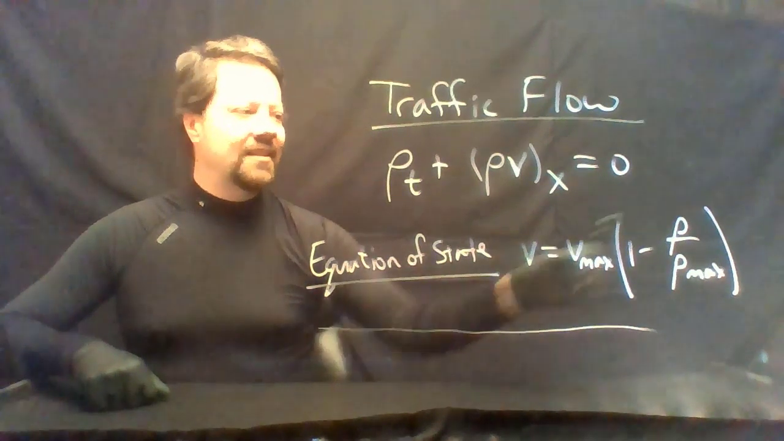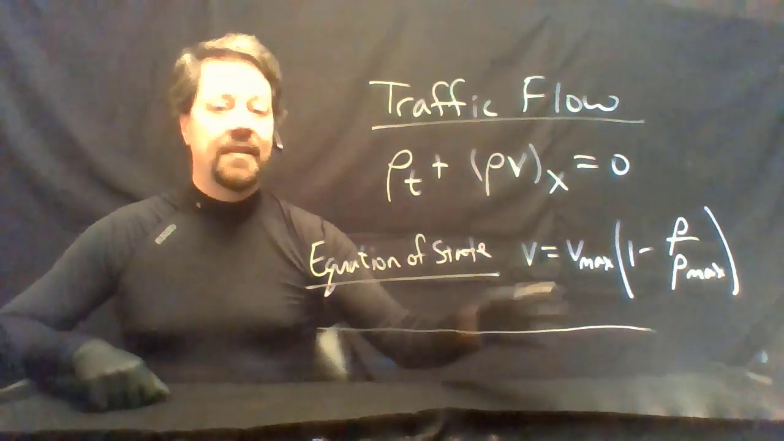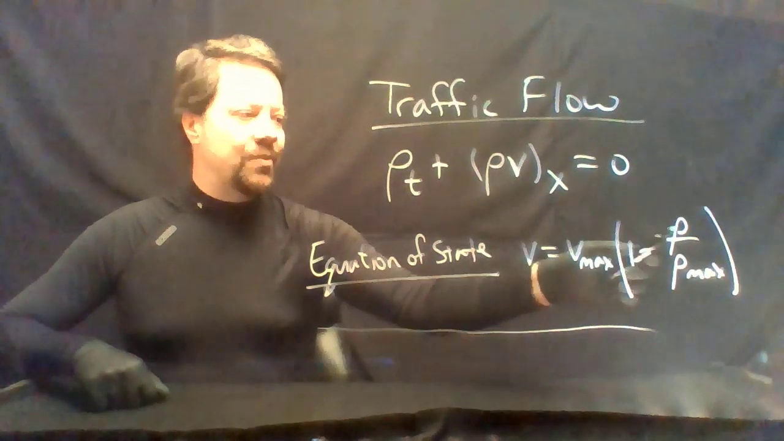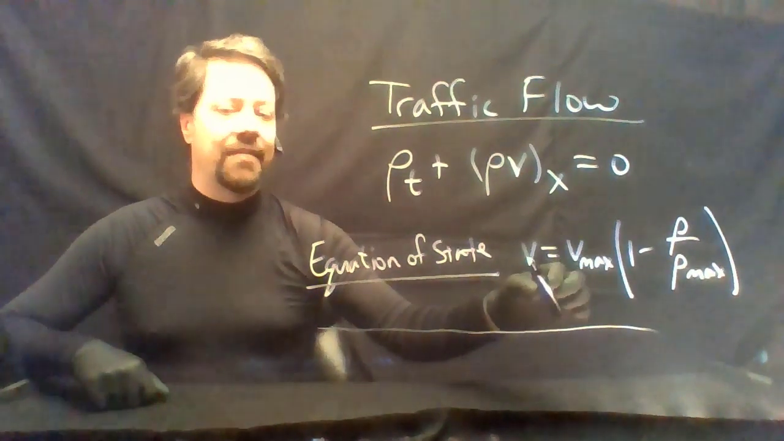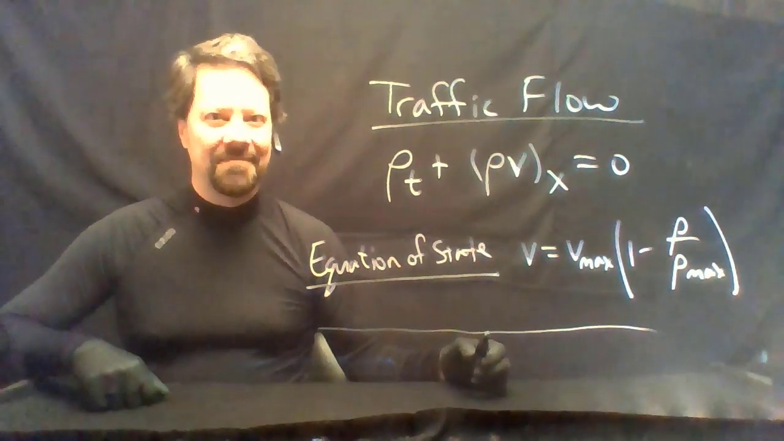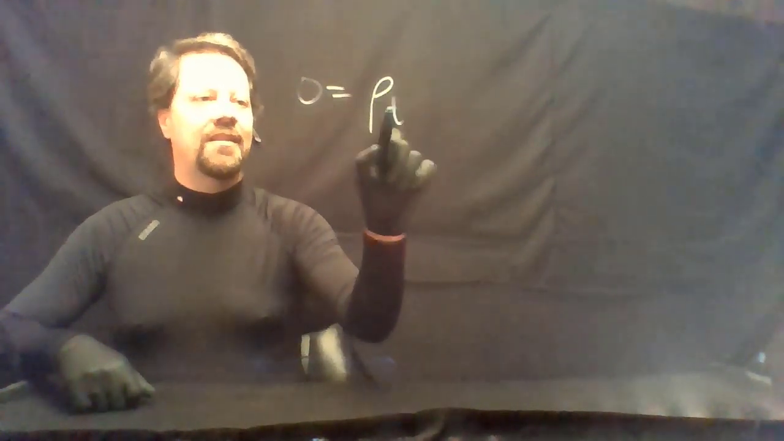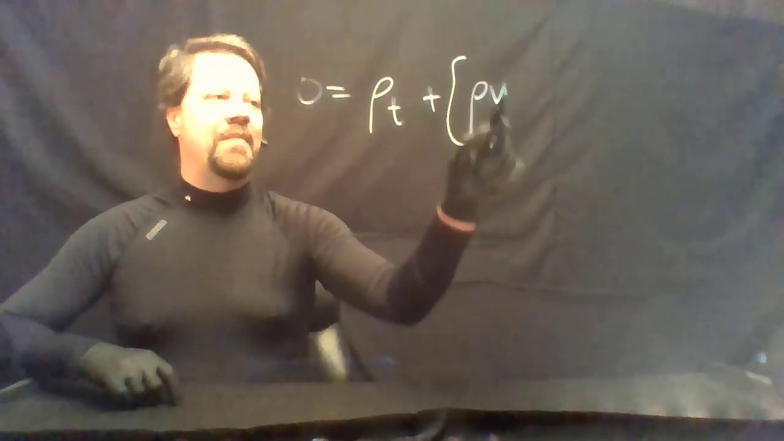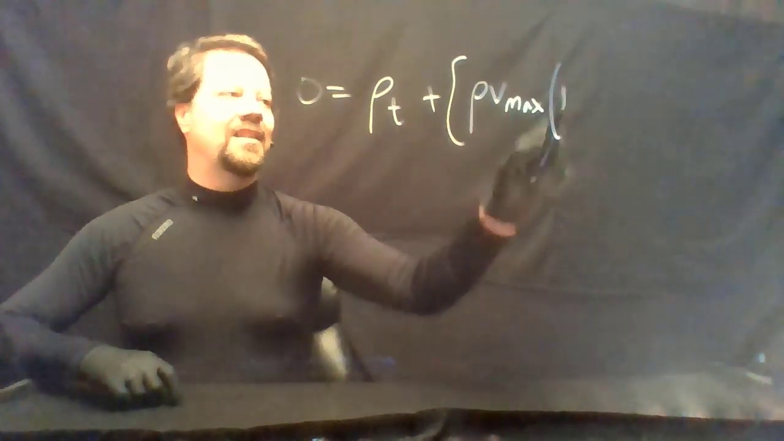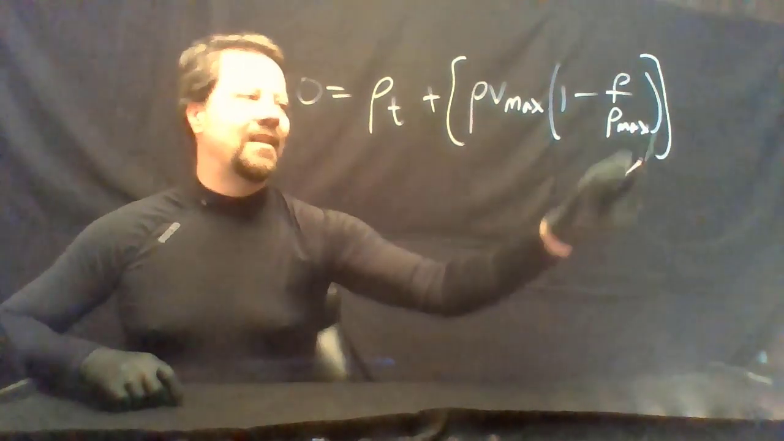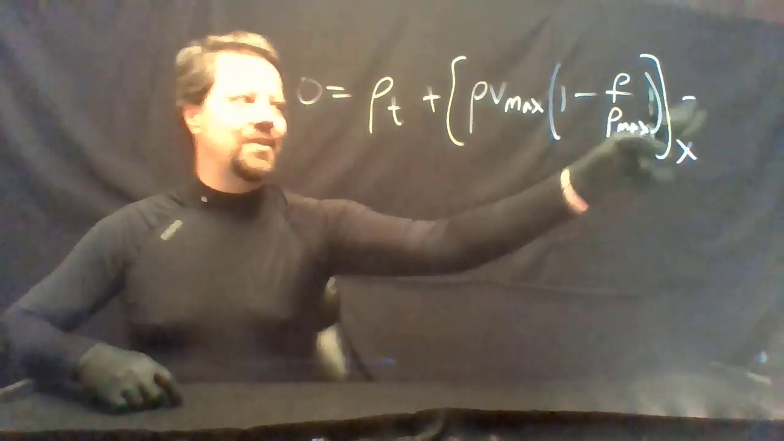In this way, when rho is 0, the velocity is at the maximum sustainable velocity. As rho approaches rho max, the velocity on the freeway goes to 0. You may have witnessed this yourself. Our traffic flow problem is now governed by the conservation law. 0 equals rho t plus rho v max times 1 minus rho over rho max, x, and still equal to 0.